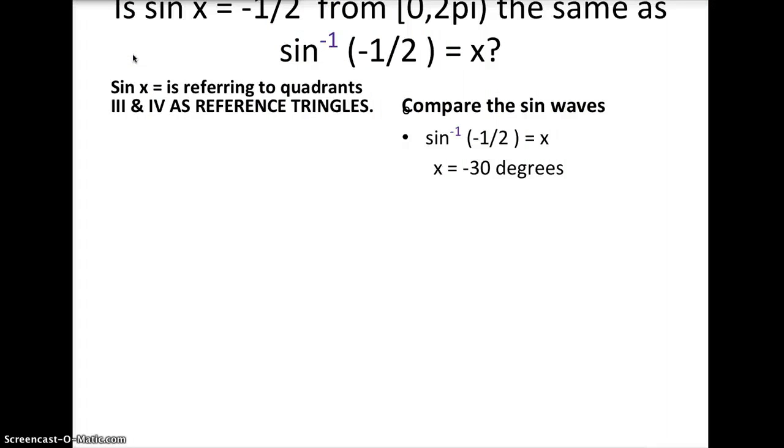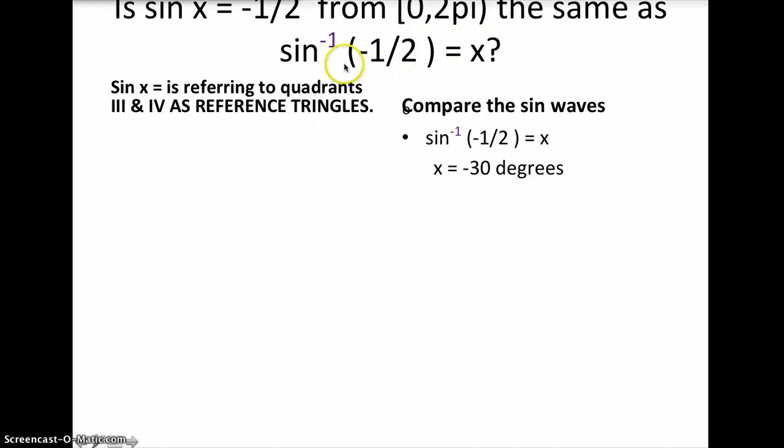The question I want to pose to you is: is x equals negative 1/2 from 0 to 2 pi the same as sine inverse of negative 1/2 equals x? If you remember, the inverse is needed in order to look up this solution, although this is one we might be familiar with from the unit circle. And so the sine of x is referring to certain quadrants. It is restricted to quadrants 1 through 4, 0 to 2 pi.